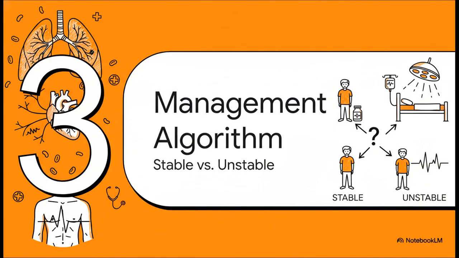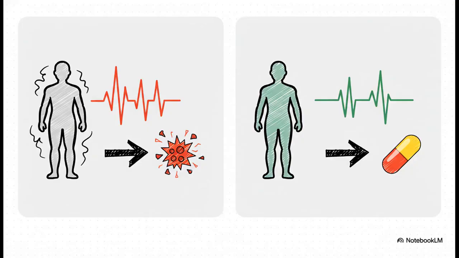All right, you've navigated the diagnostic maze, you've confirmed the PE, now what? Well, the management plan is actually even more straightforward. It all comes down to one simple, critical question. Is your patient stable or are they unstable? And this slide right here is the whole ballgame.